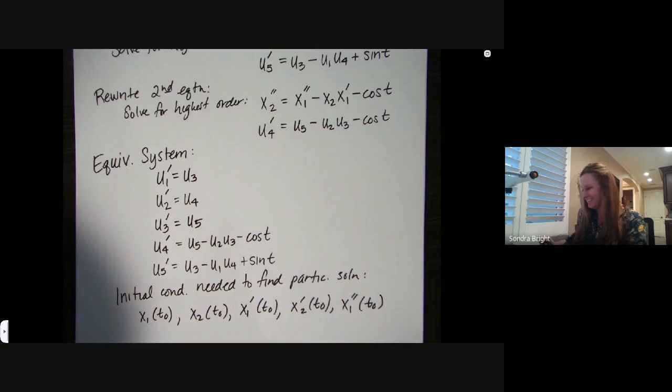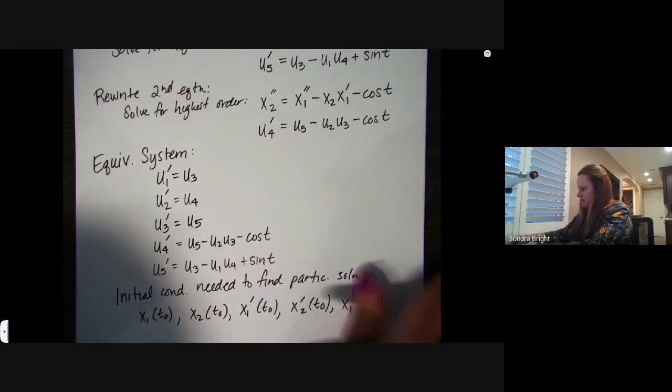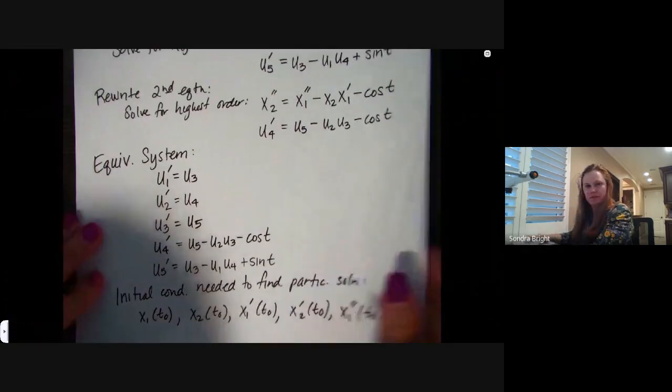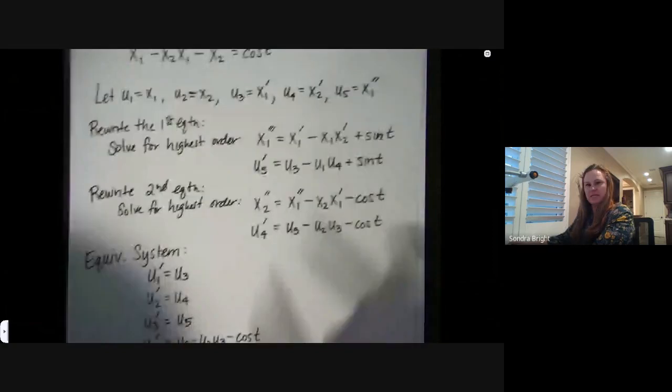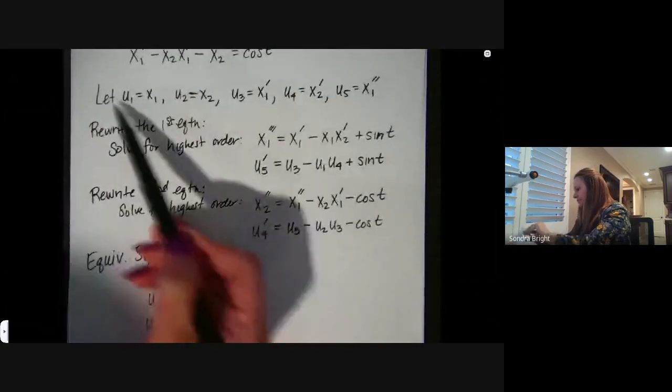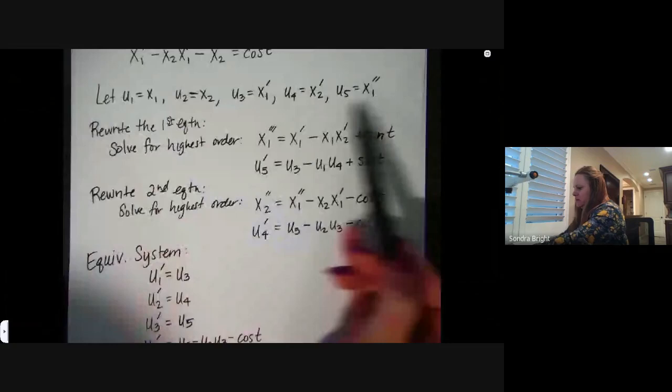All right, let's do one more. So these are these guys. Plugging in t naughts into all of these guys there, which was one less degree on both of them.